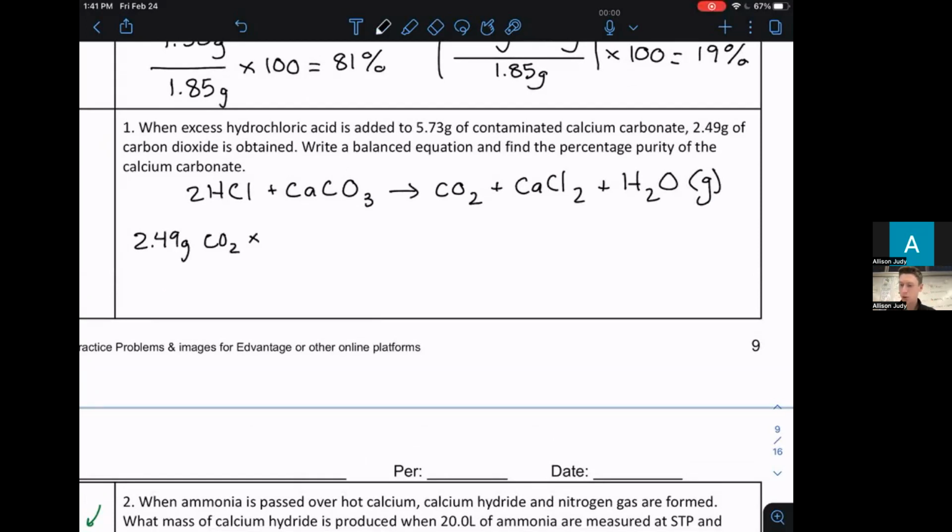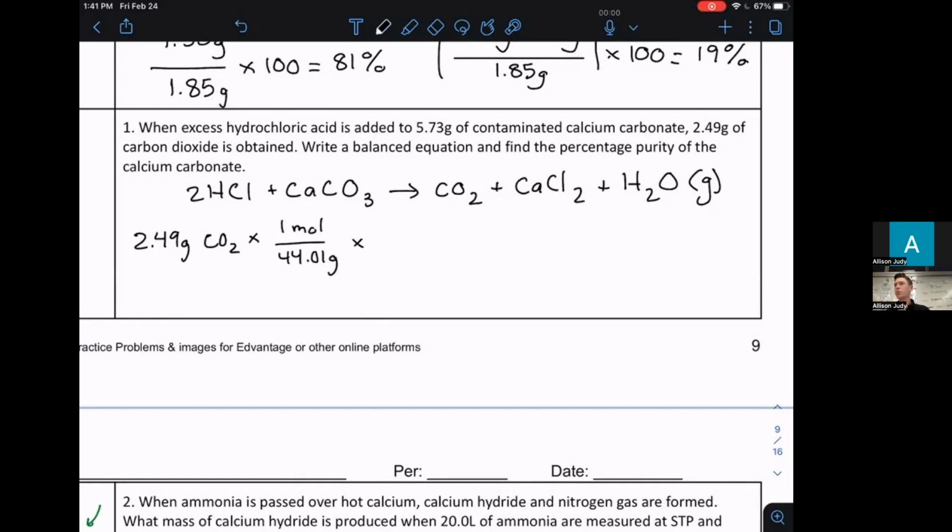Then we're going to convert to moles. The molar mass of carbon dioxide, I do not know off the top of my head, so I would go 12.01 plus 16 times 2, to get 44.01, which sounds about right. So 1 mole of carbon dioxide is 44.01 grams.